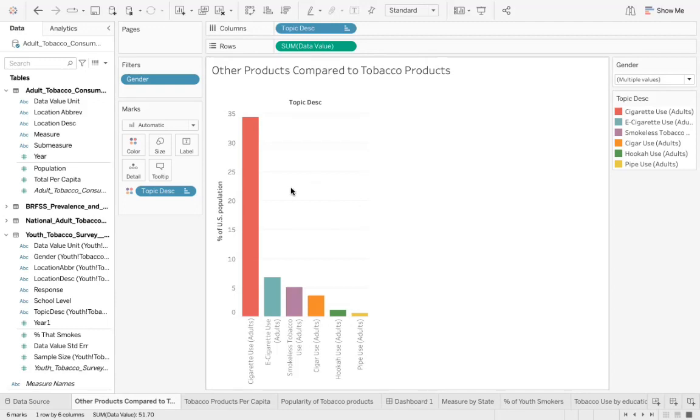As you can see, around 34% of adults use cigarettes. Around 6.8% of adults used e-cigarettes. Around 5.1% of adults use smokeless tobacco. 3.6% use cigars. 1.2% use hookahs. And only 0.6% use pipes. Keep in mind this data was collected from a survey, so it's possible for people to put down multiple products if they use multiple different tobacco products.